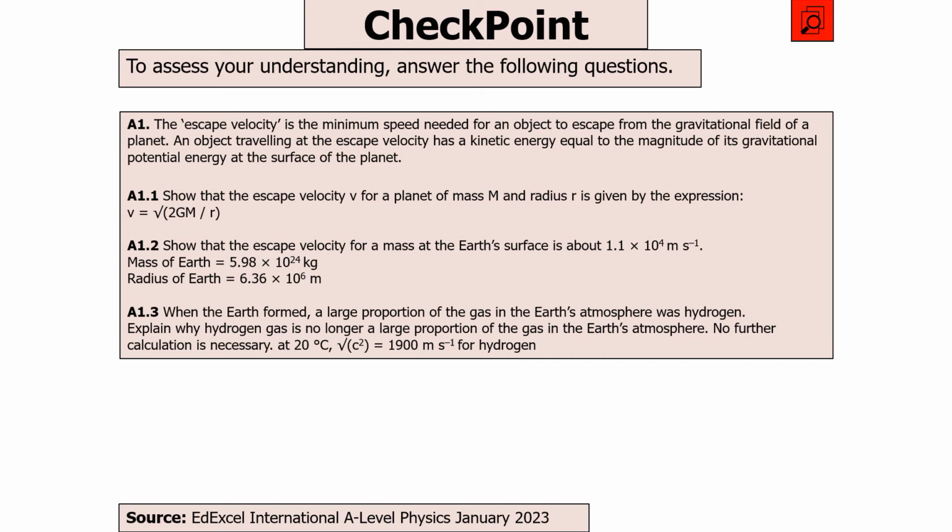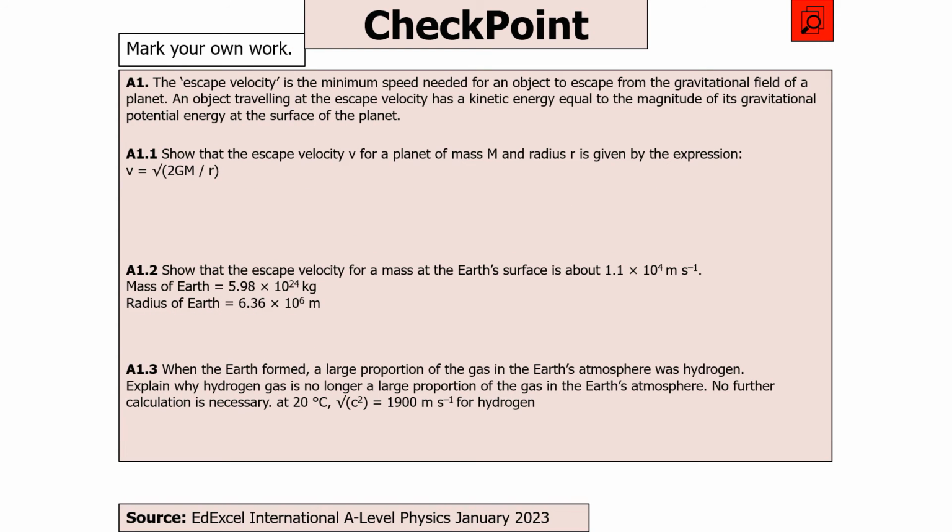Then show that the escape velocity for a mass at the Earth's surface is about 1.1 times 10 to the 4 meters per second. Then, when the Earth formed, a large proportion of the gas in the Earth's atmosphere was hydrogen. Explain why hydrogen gas is no longer a large proportion of the Earth's atmosphere. At 20 degrees, the root mean square speed is 1900 meters per second for hydrogen. So pause the video now, then unpause the video when you want to go through your answer.